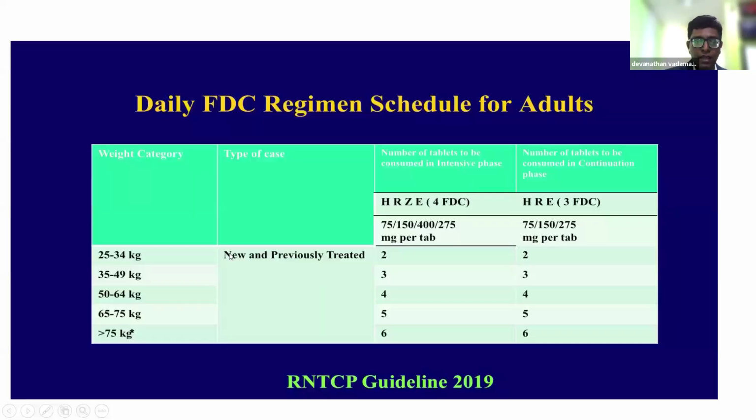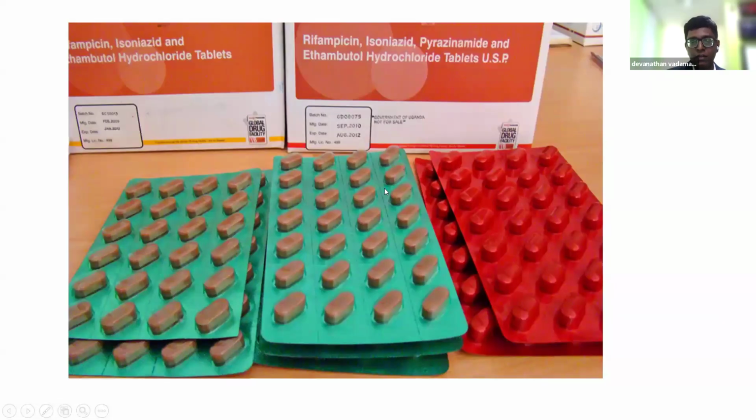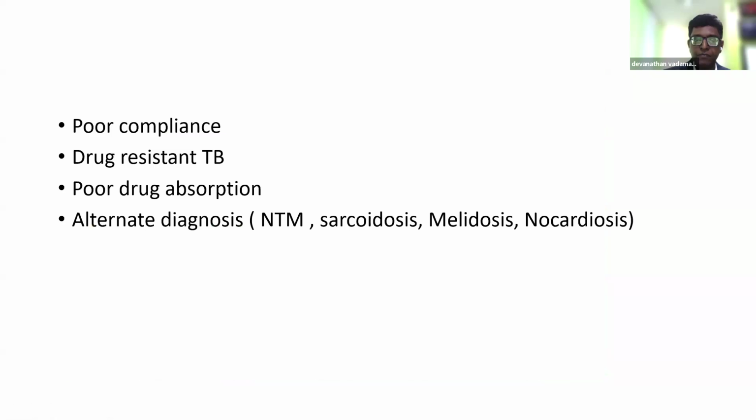So if the patient is say 35 kg, he'll be writing 4 FDC, 3 OD. In the red strip, you have to give 3. Again, after 2 months, when he goes to the continuation phase, in the green strip also, you have to give 3 tablets. Here, it will have only 3 drugs, so we have to write it as 3 FDC in the continuation phase. This is the drug sensitivity regimen.